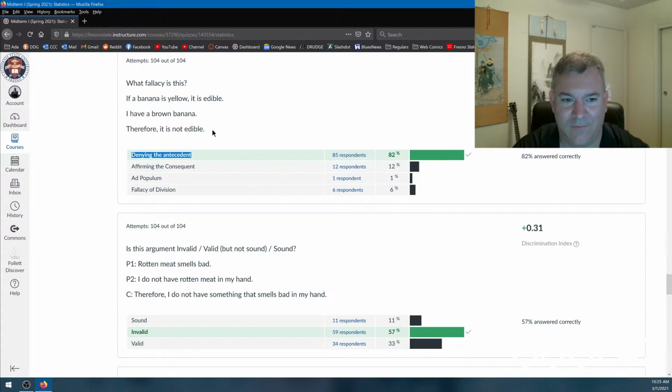And so when phrased like this, 82% of you guys got it. When phrased like this, 57% got it. It's the same fallacy. I put the two fallacies right next to each other. But when it's a word problem, it gets harder, you know.